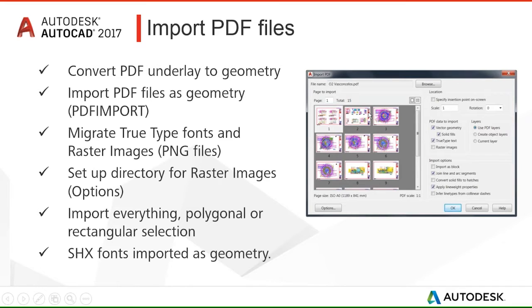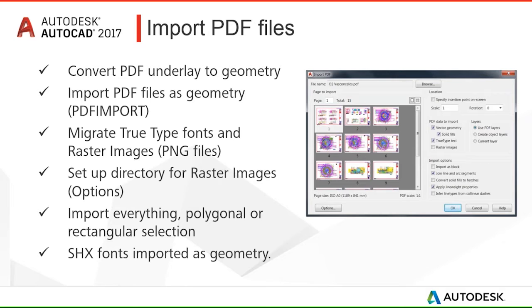Hey, the reason we're all here, the reason we love AutoCAD 2017 is the ability to import PDF files. So excited about that. I always love when I do this in front of an audience that I can see, because they get so excited when they hear about this feature. There are two different ways to convert a PDF to objects. You can take a PDF underlay and select the objects in it that you want to convert to geometry. Or you can start from scratch and import PDF files as geometry. I will show you both ways.